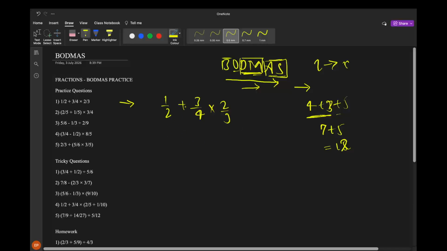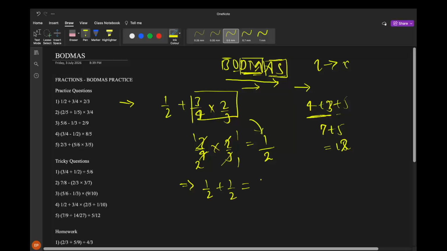Okay, here addition, multiplication, which comes first? M comes first, right? So multiplication we have to do, 3 by 4 into 2 by 3. 3 and 3 cancel, right? 2 1s are 2, 2 2s are 4, means 1 into 1 is 1, 2 into 1 is 2, so this whole part gives 1 by 2. Then 1 by 2 plus 1 by 2, which gives addition. Denominators are same, right? LCM will be 2 only. 1 plus 1 gives 2 by 2, 2 by 2 means 1, that's it.